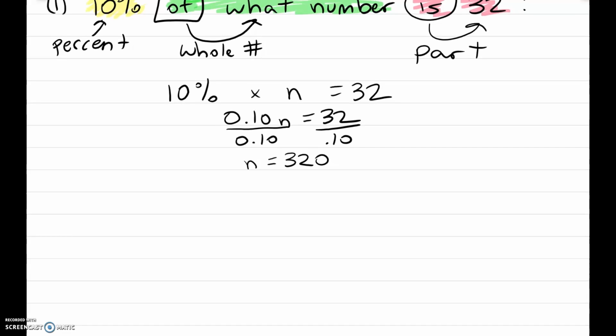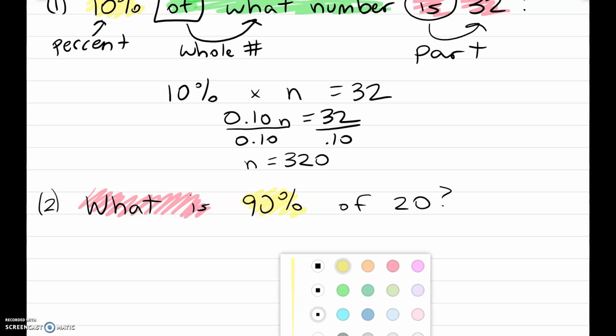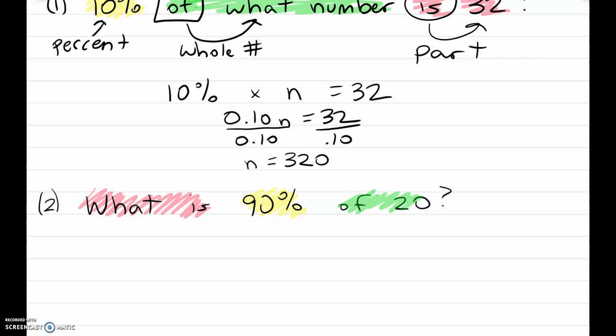Let's try another one. What is 90% of 20? So remember, using our problems from before, the question's asking what is. So the word is telling me that's the part. So I don't know what the part is in this question. The percentage is clear, that's telling you that it's 90%. And the word of always tells you the whole number. So 20 is the whole number.